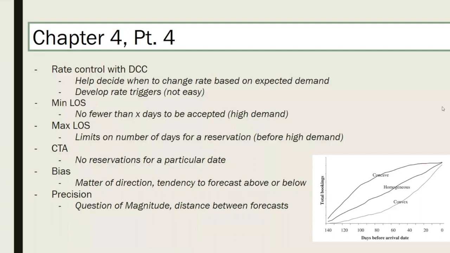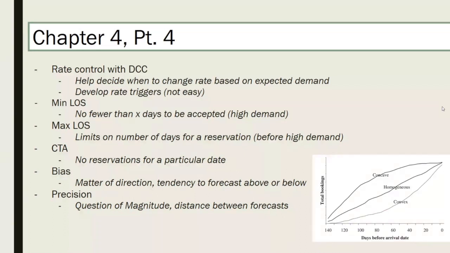Close to arrival, CTA, is specifying that there are no new reservations to be taken for a specific arrival date. So that's, for example, at a rate segment of $150, it's too low. So you would put CTA in, in which no one in that rate segment is able to make a booking.